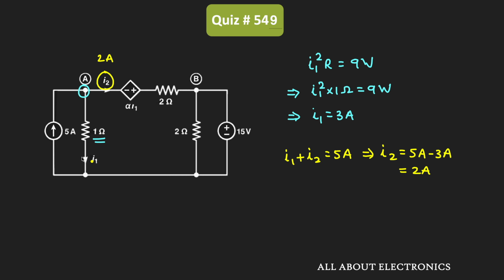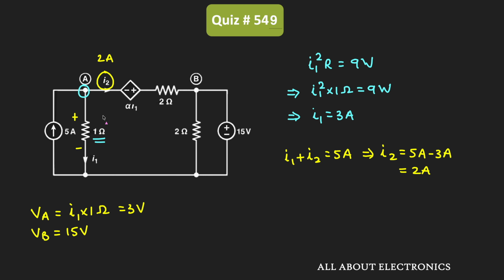Moreover, since we know the value of the current I1, we can also find the voltage drop across this 1 ohm resistor, and that will be equal to the voltage at this node A. So we can say that this voltage VA is equal to I1 times 1 ohm, and that is equal to 3 volt. That means this voltage VA is equal to 3 volt, and if you observe over here, then the voltage at this node B is same as the 15 volt. So we can say that over here VB is equal to 15 volt.